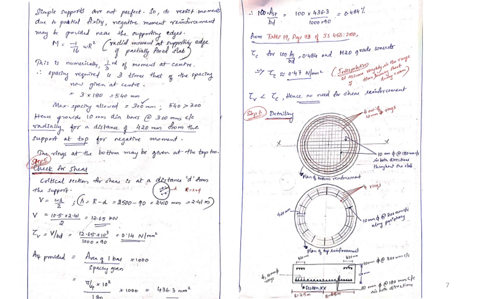Then observe the tau V. Observed tau V is 0.14 and the permissible value is 0.47. So this tau V is less than tau C, hence we need not give any additional reinforcement to take the shear. The reinforcement that we have given is okay to take this shear force. So there is no need for shear reinforcement, and we have shown the detailing part also.